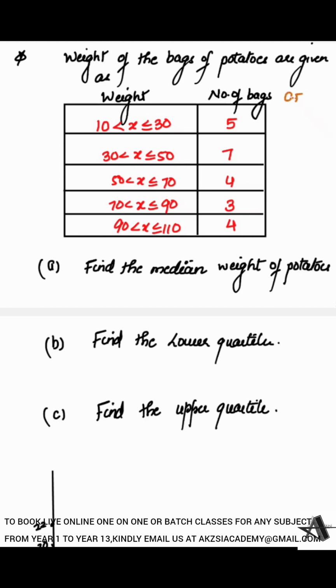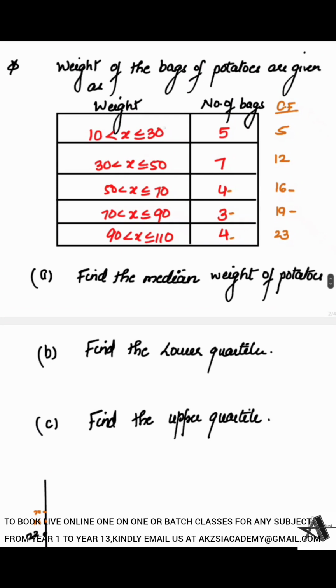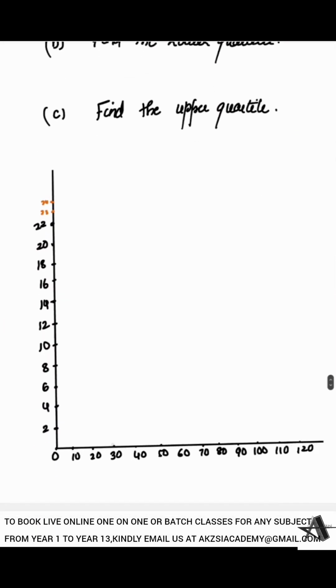First we need to draw a column for cumulative frequency. Here 5 plus 7, 12. Now 12 plus 4, 16. 16 plus 3, 19. 19 plus 4, 23. That means the total is 23. Taking the highest value 30, the corresponding cumulative frequency is 5.